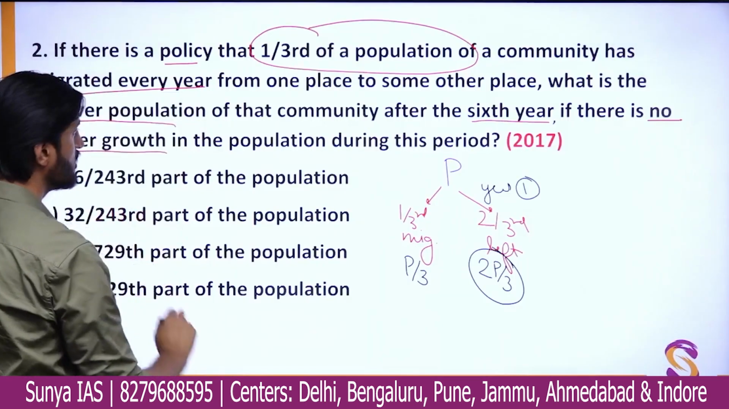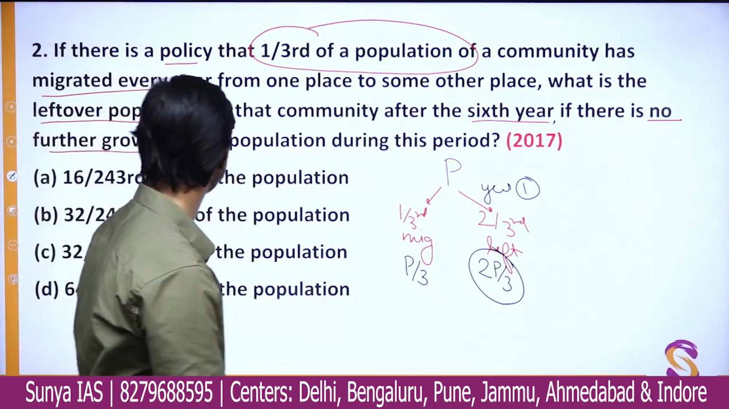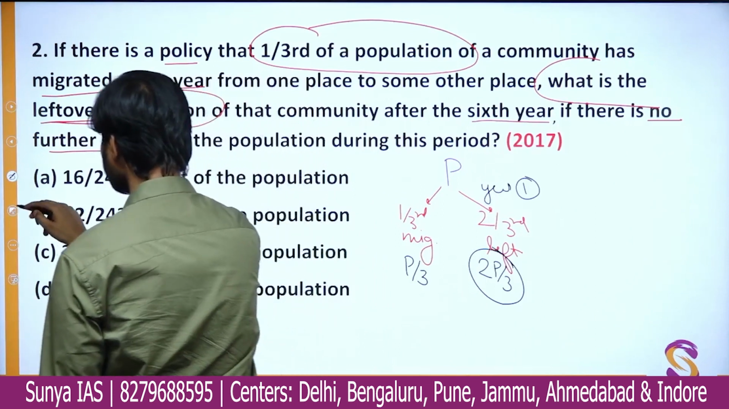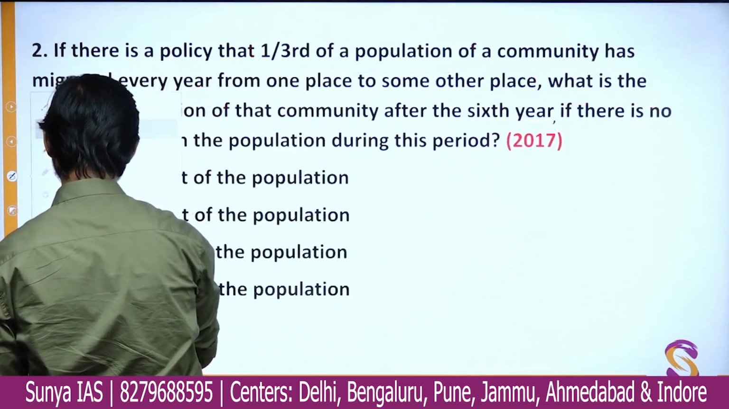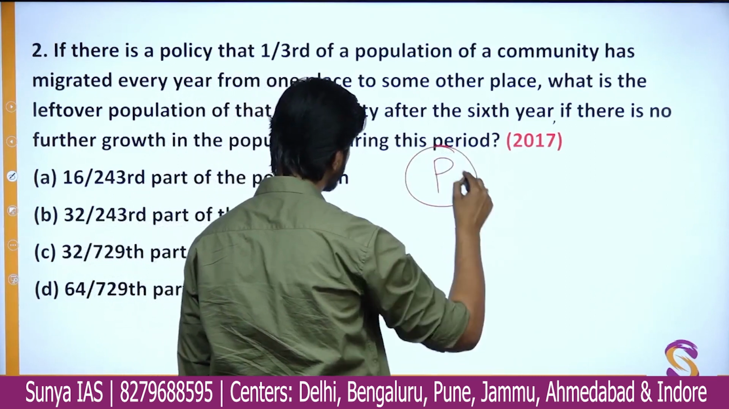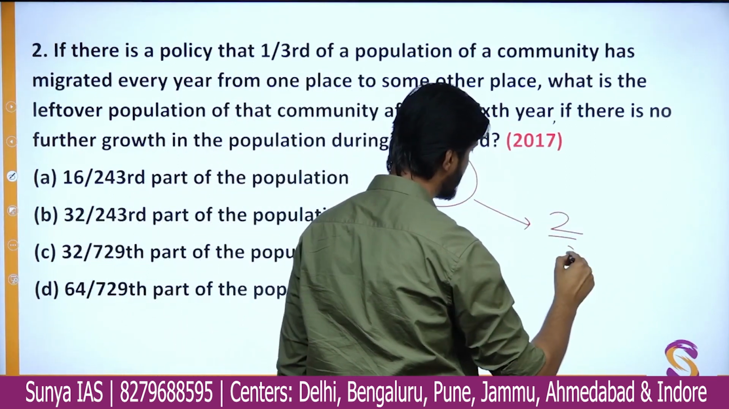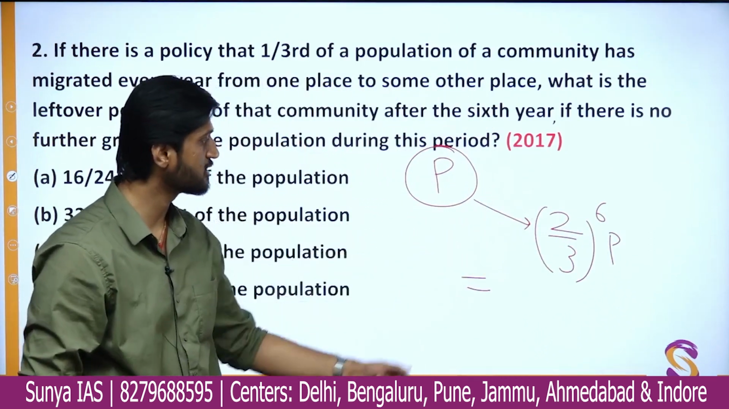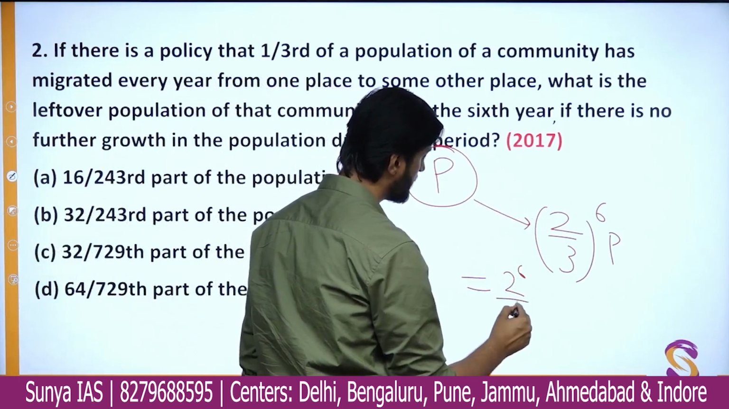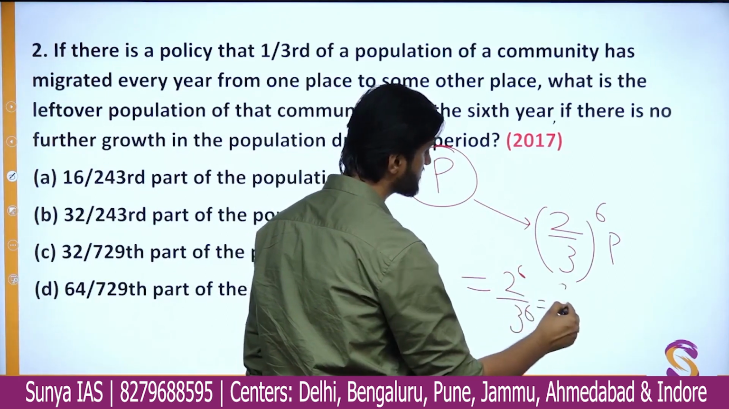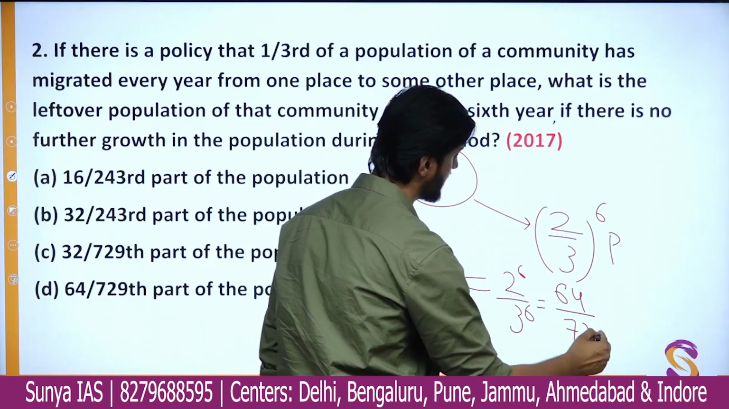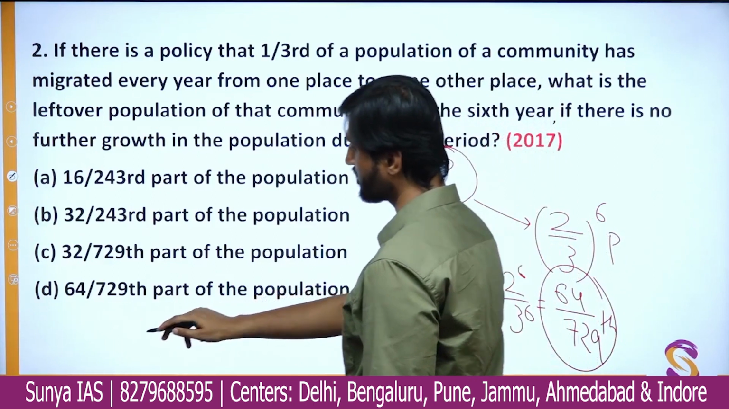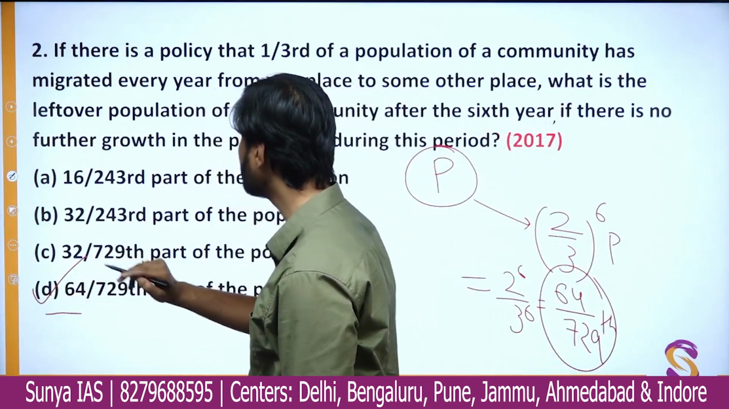He is asking you that if there is no further growth in the population, what is the leftover population? So if we are assuming the total population to be P, in 6 years only (2/3) to the power of 6 P is remaining. So what is the leftover population? That is simply 2 to the power of 6 by 3 to the power of 6. It becomes 64 divided by 729. Right? So 64 by 729th part of the population will be left in the community.